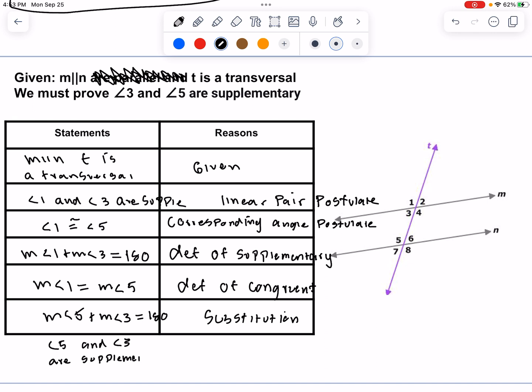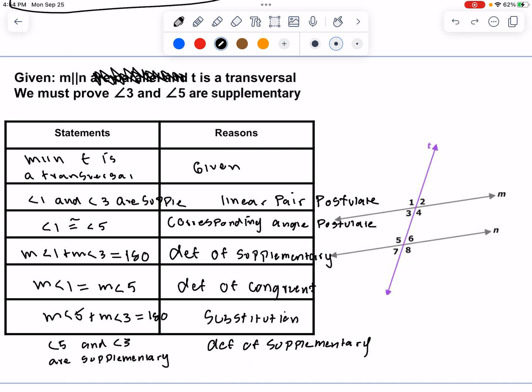And that's what we're trying to prove. How do we know they're supplementary? Well, that's the definition of supplementary. If somebody were to ask you what does supplementary mean, well, they add up to 180, right? So since 3 and 5 add up to 180, that means that they're supplementary.